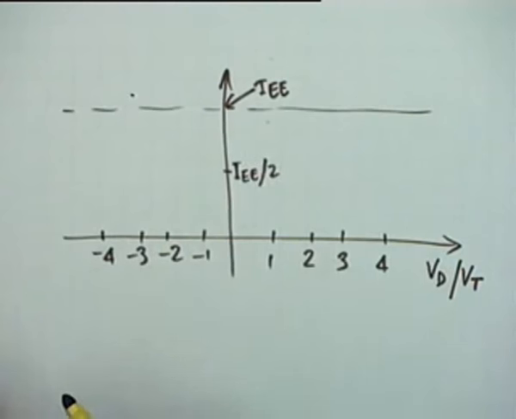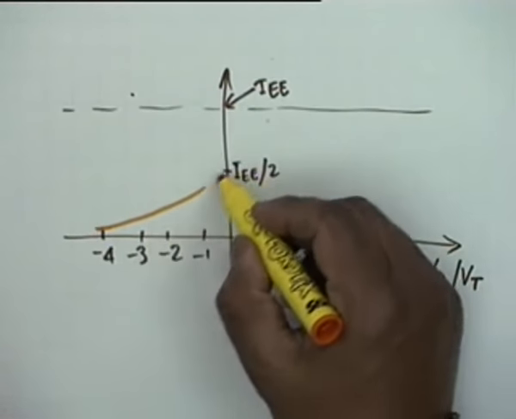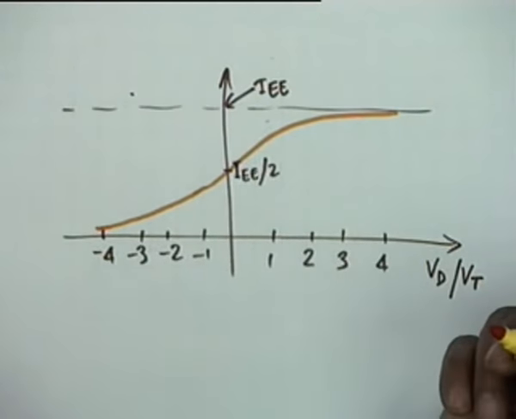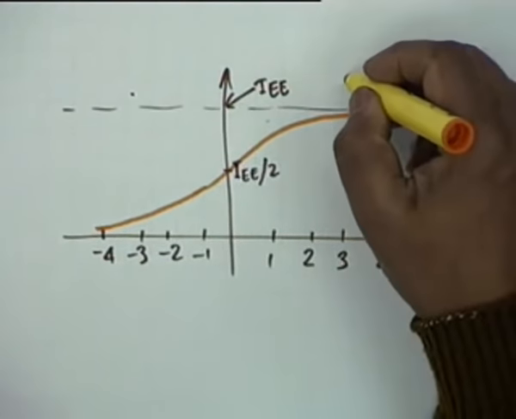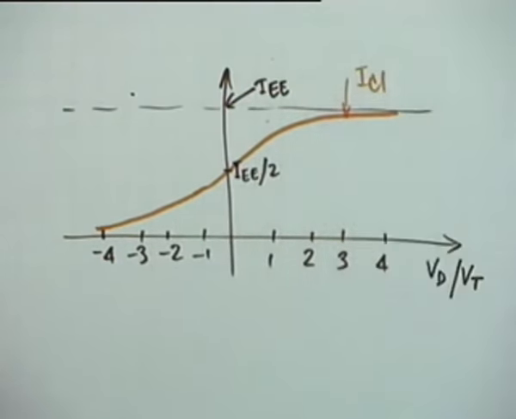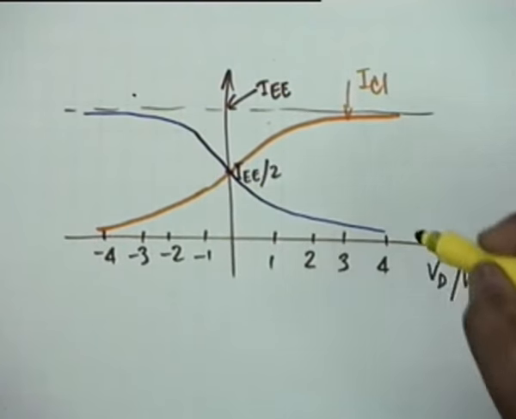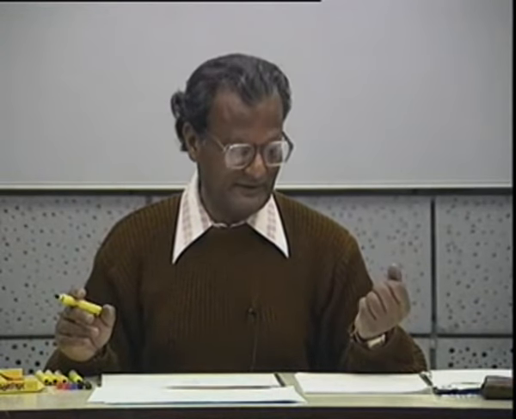And it's very easy to see, because of the exponential nature, that one of them will rise like this. Which one is this? IC1. This is IC1. And IC2 naturally shall be like this. And they will be perfectly symmetrical, because the factors are the same, e to the Vd by Vt.